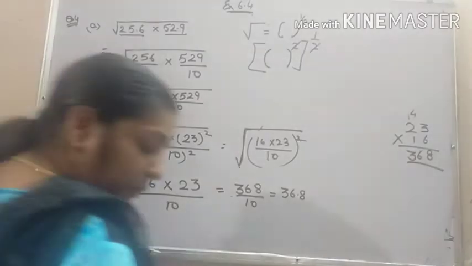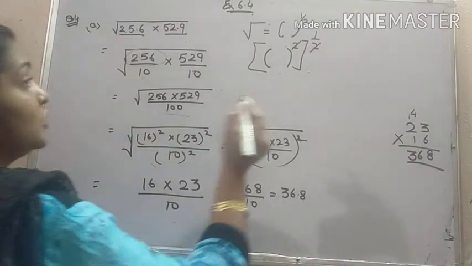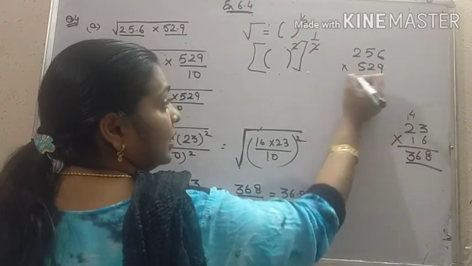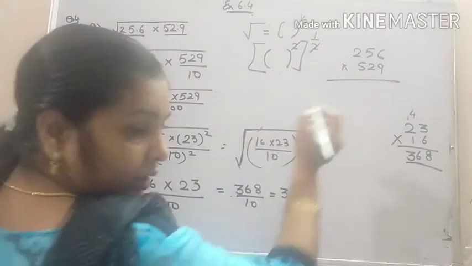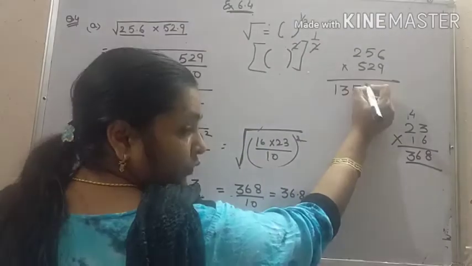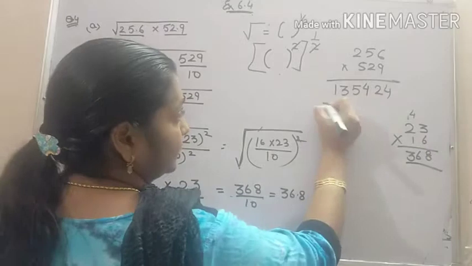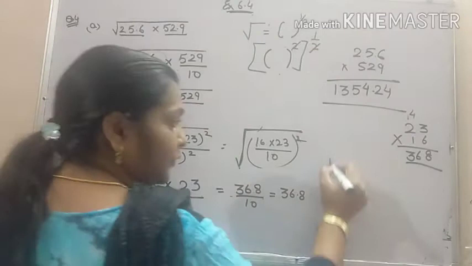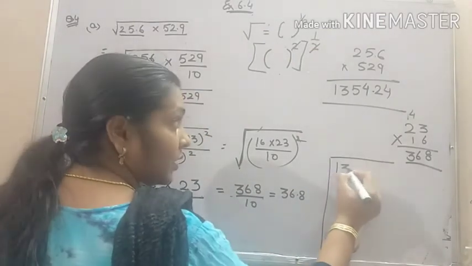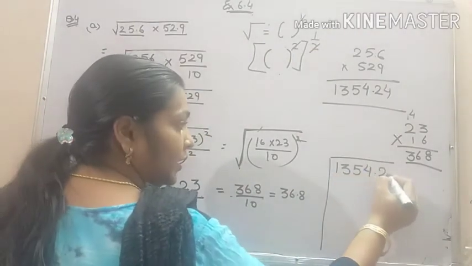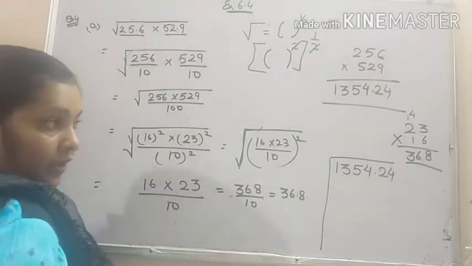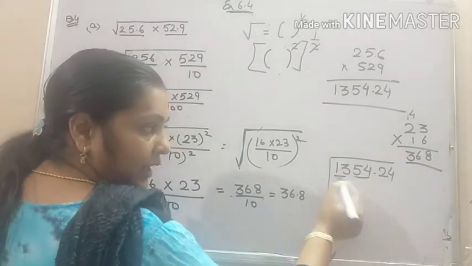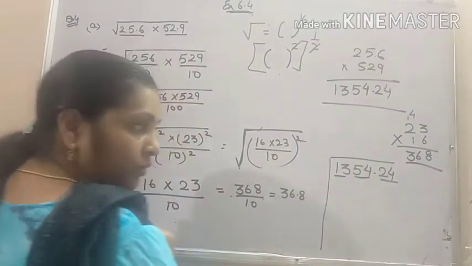Another way is that we multiply these two terms. If you solve the multiplication, what you will get is that 256 into 529 will be equal to 135424, and as there are two decimal places, it will be 1354.24. And if you find the square root of 1354.24, what you will get? You have to make pairs on both sides of the decimal. This side right to left and this side left to right.